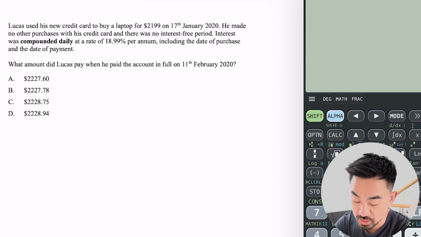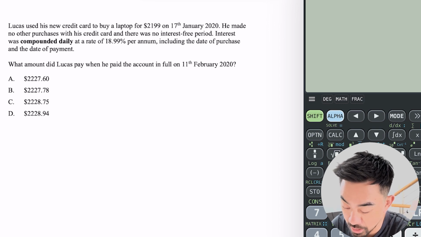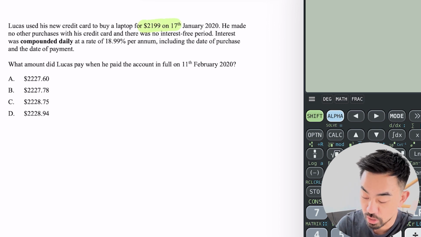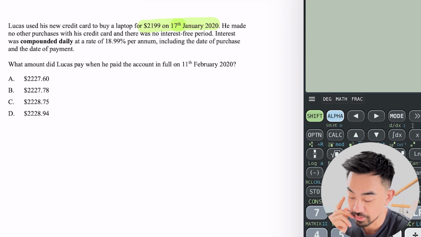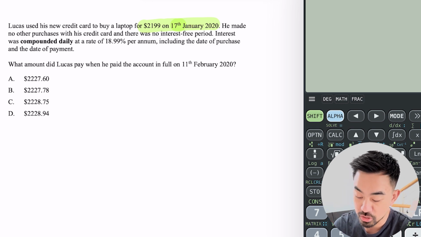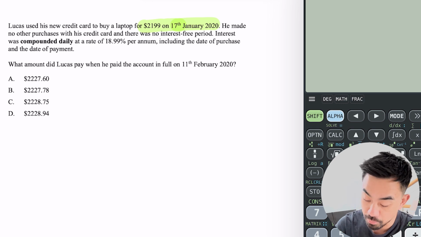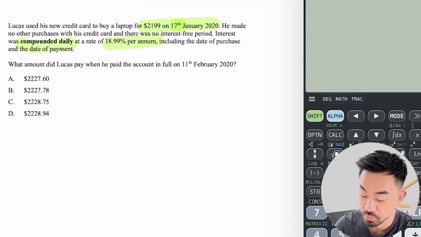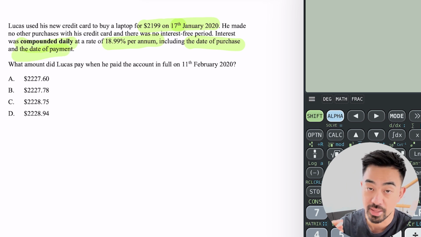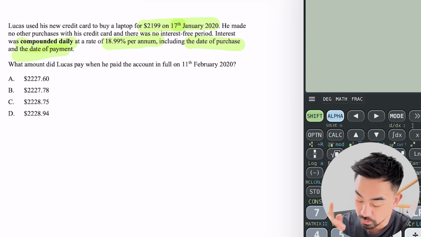All right, so this first question says Lucas used his new credit card to buy a laptop for $2,199 on the 17th of Jan 2020. He made no other purchases with his credit card and there were no interest-free period. Interest was compounded daily, that's important, at a rate of 18.99% per annum, including the day of purchase and the day of payment. Okay, that's super important. So what amount did Lucas pay when his account was paid in full on the 11th of Feb?